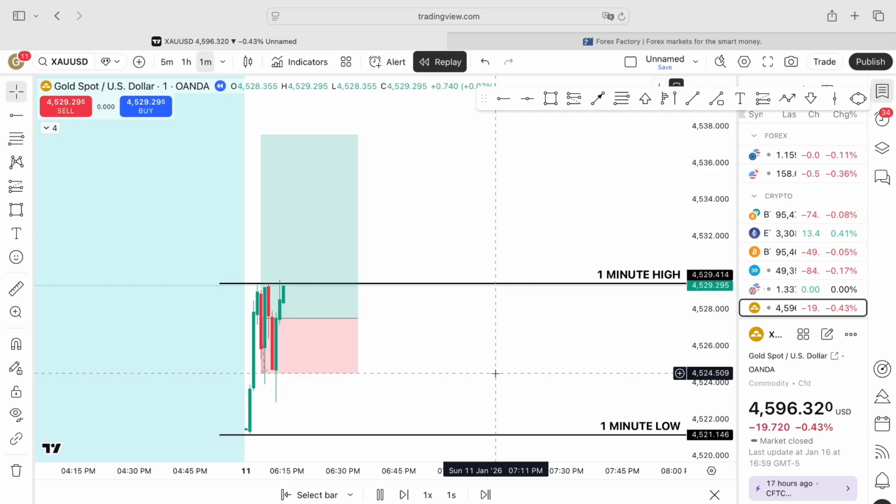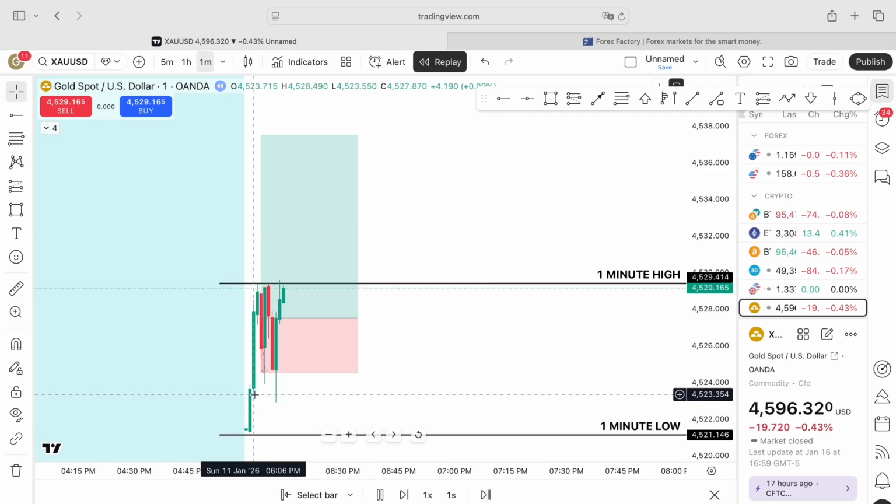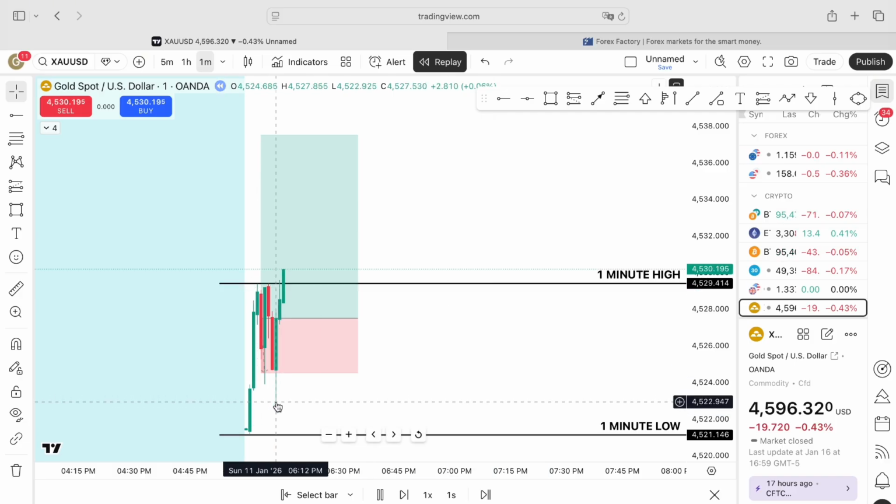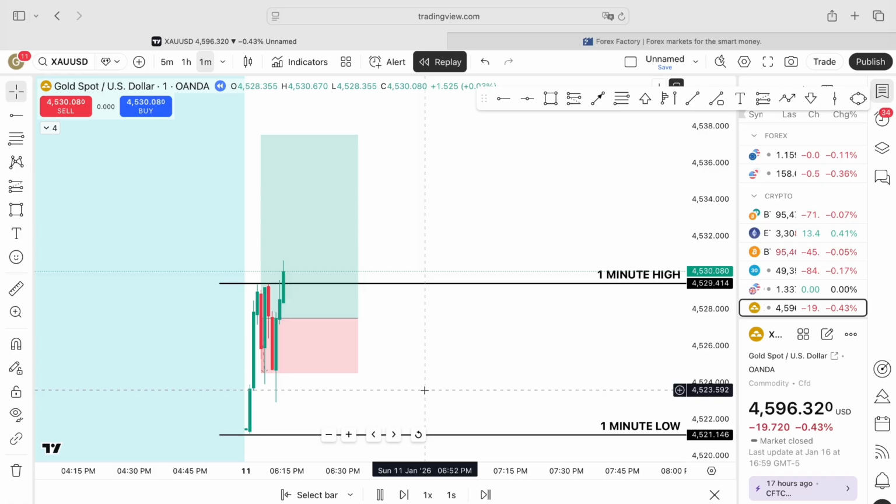But here, we're in the first 12 minutes of the market being open. We already got a trade setup. We're already in profit. Look at that. And it looks like we're going to get another trade setup soon.